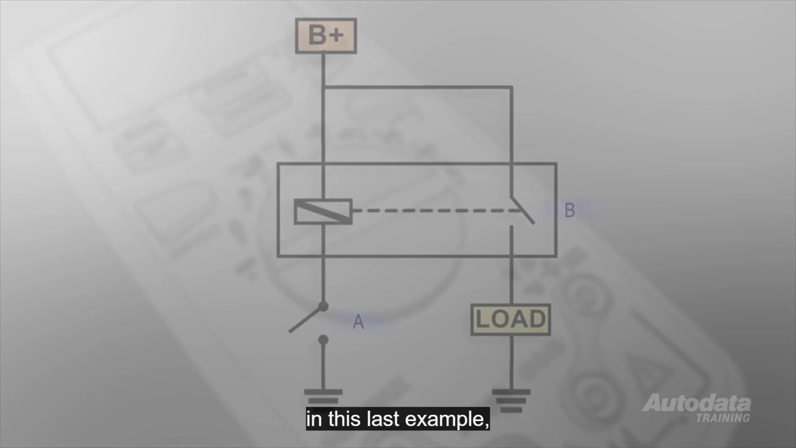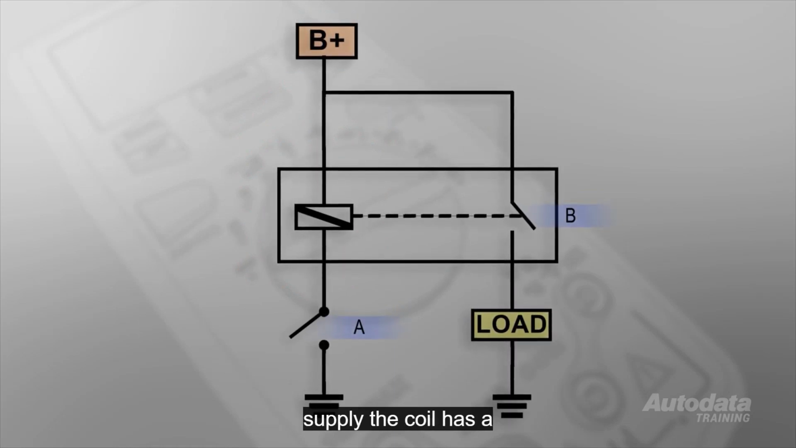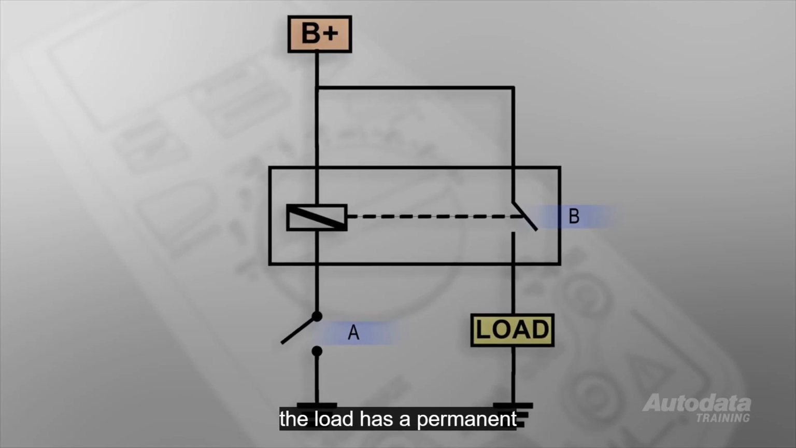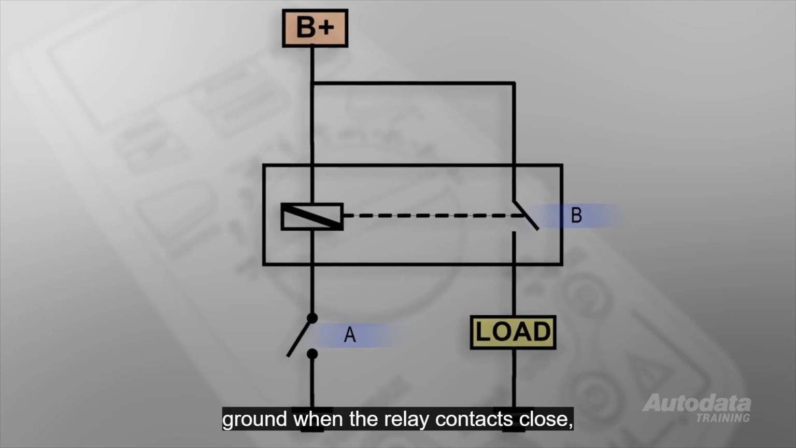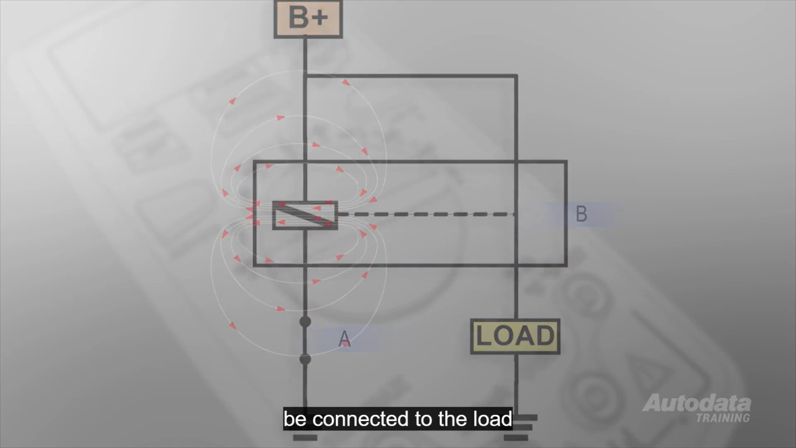In this last example, both the coil and the relay contacts have a positive supply. The coil has a switch to ground, whereas the load has a permanent ground. When the relay contacts close, the positive supply will be connected to the load.